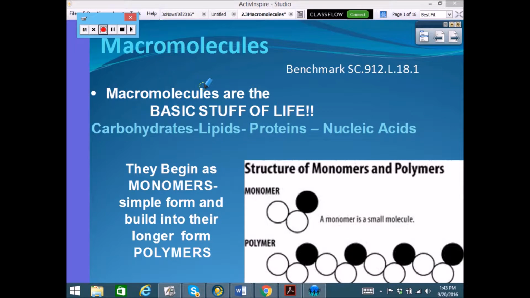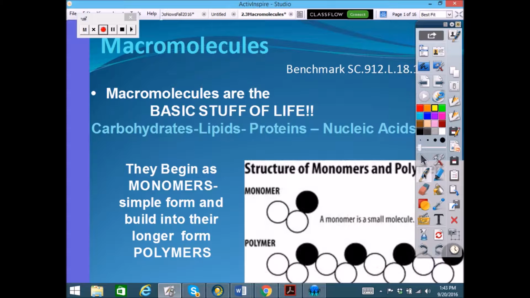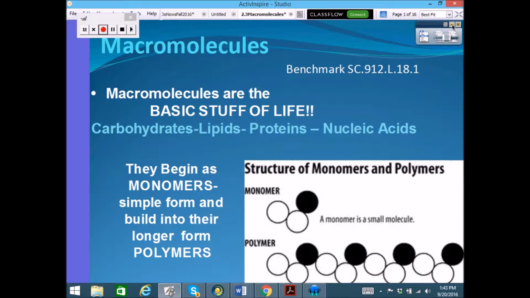So, the chapter begins with macromolecules, but it also starts with a mention about carbon, which is on your homework. So let's begin with carbon. Macromolecules are the stuff of life, but anything that's living is said to be organic. And the reason we call it organic is because it has a backbone made of carbon.